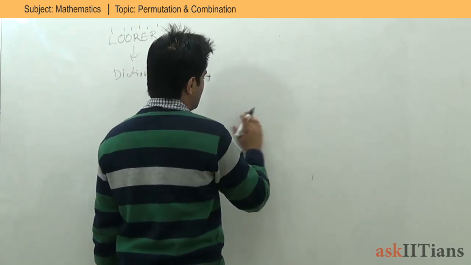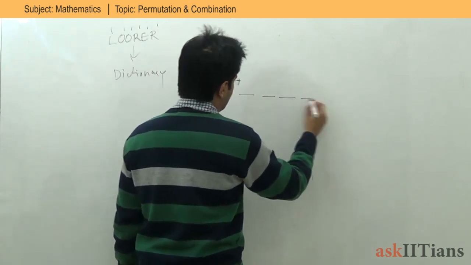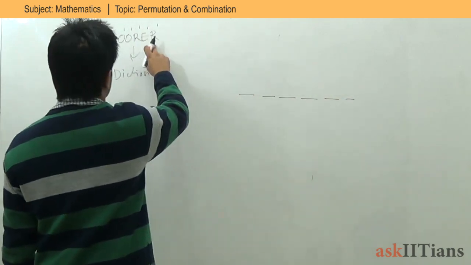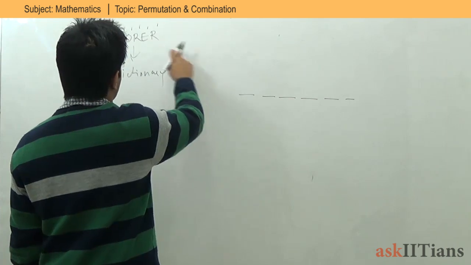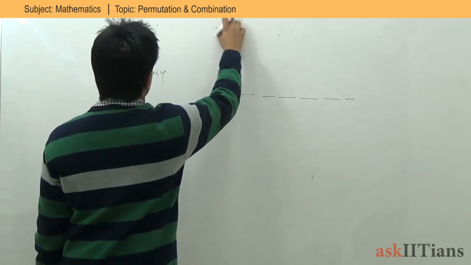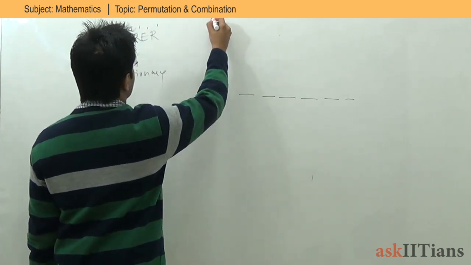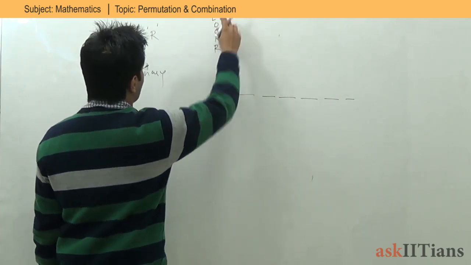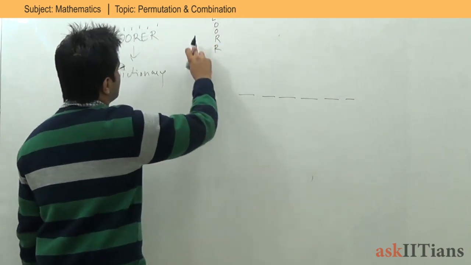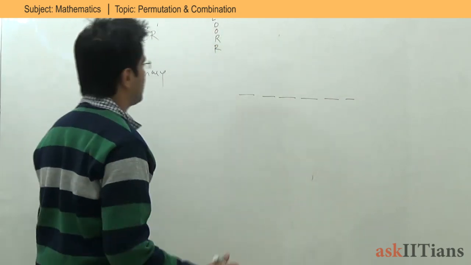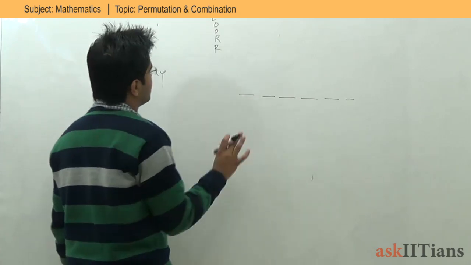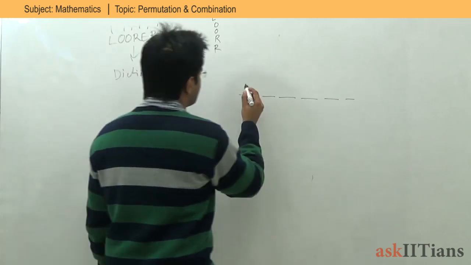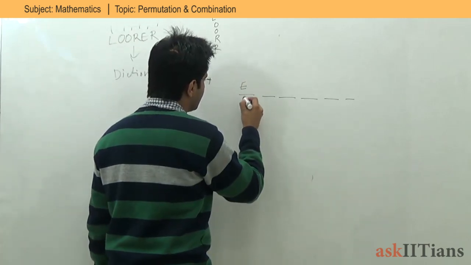So a very simple approach to solve this question is to draw 6 boxes and arrange these letters first according to the alphabetical order in which they come in the dictionary. Okay, so first the letter will come E and then L, then O, then R, then R. So in this order the words will be arranged in the dictionary. If we open the dictionary, the first set of words will start from E. So we'll fix the letter E.